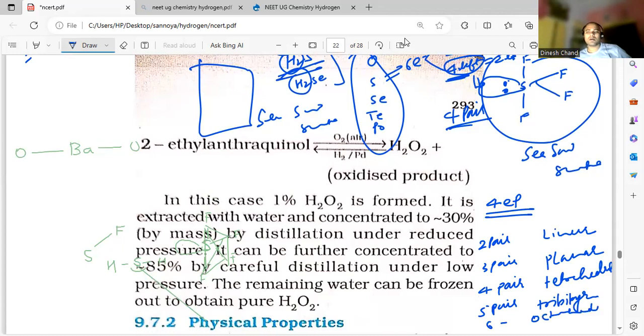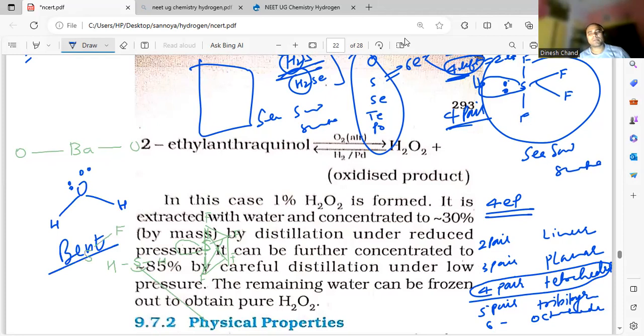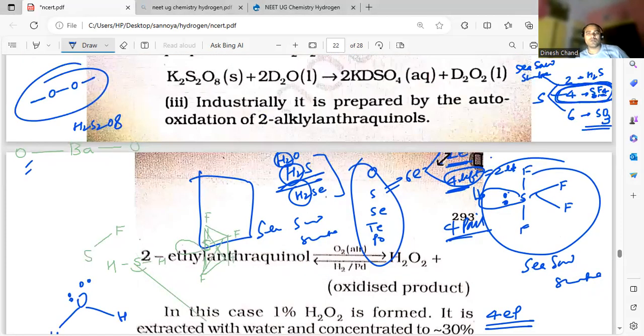So 4 pair is tetrahedral. How will you draw it? Oxygen, 1 lone pair here, 1 lone pair here, 2 bond pairs, hydrogen, hydrogen. What is the shape? Bent shape. So whatever molecules there are, H2O, H2S, H2Se, H2Te, H2Po, all of them have bent shape.